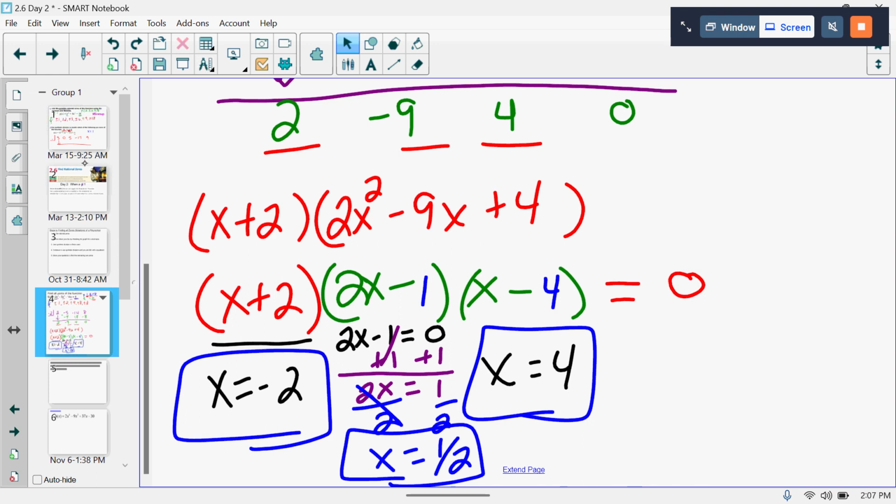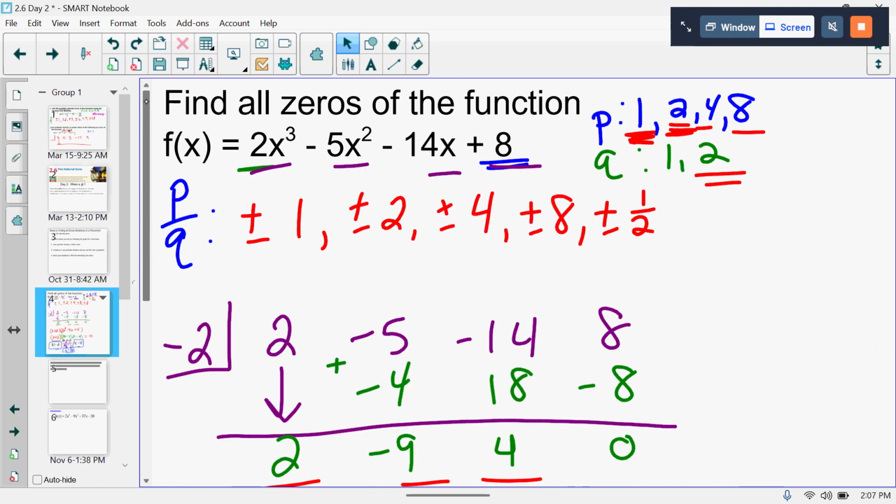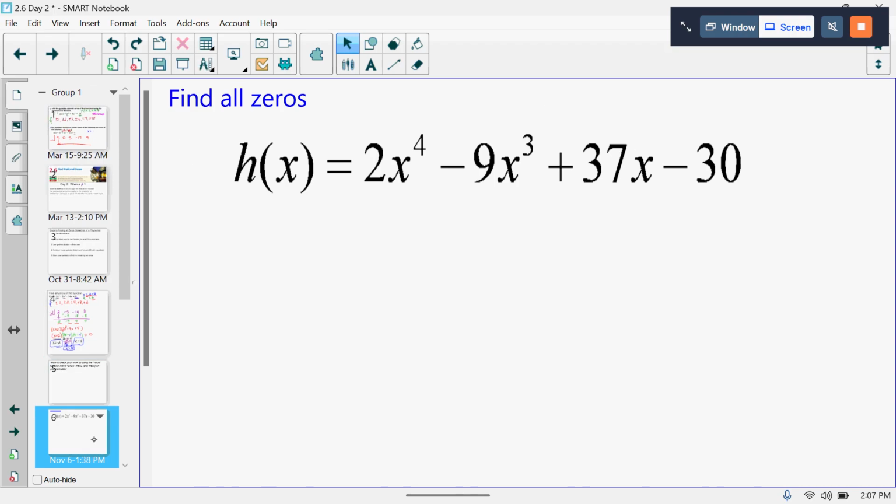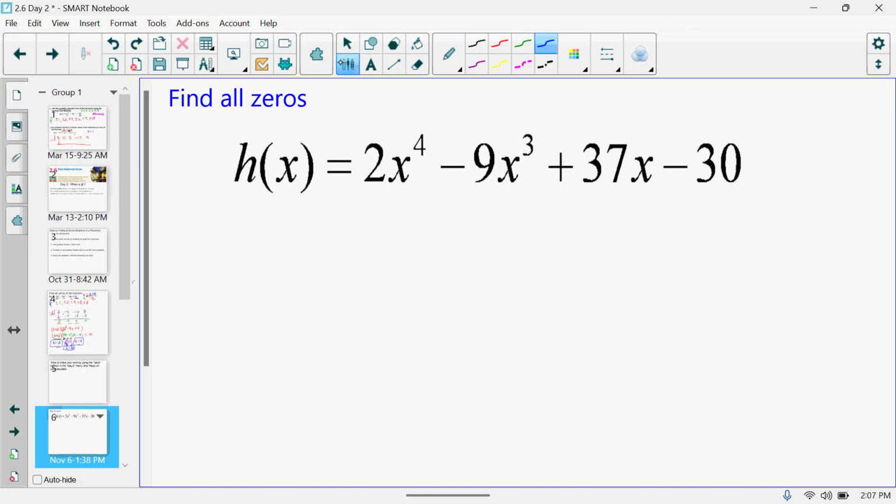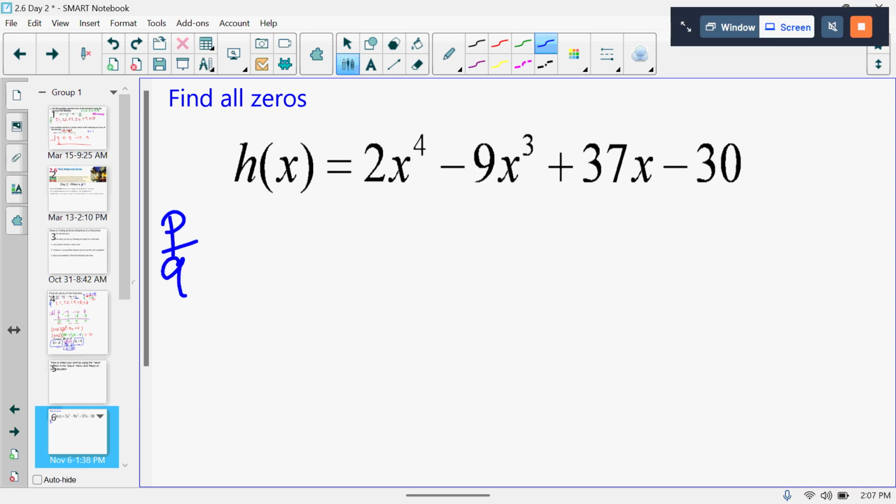All right. Now, we started with a degree 3. Next one we're going to do is a degree 4. So it's going to be just a little bit more work. The first thing, though, we have to have a starting point. If we want to find the zeros, we have to know the potential places that it might cross the x-axis. That's where we make that P over Q list, okay?